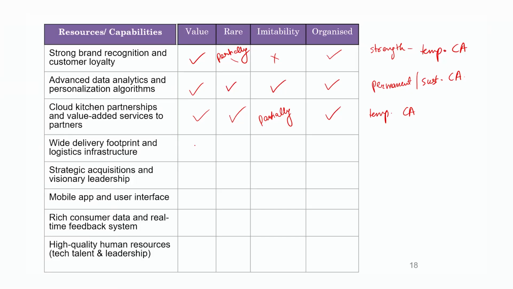Wide delivery footprint and logistics: valuable, but others also have it. So it is again giving you temporary competitive advantage, as it is your strength. Their acquisitions and visionary leadership: valuable. As of now it is rare, but it can be taken away. So again it is going to give you temporary competitive advantage. Mobile app: others also have it, so it is not rare.